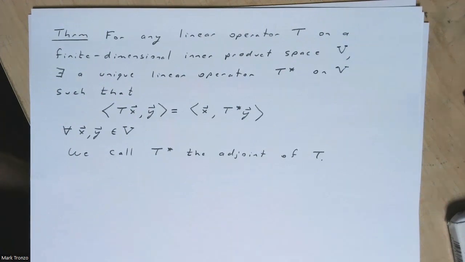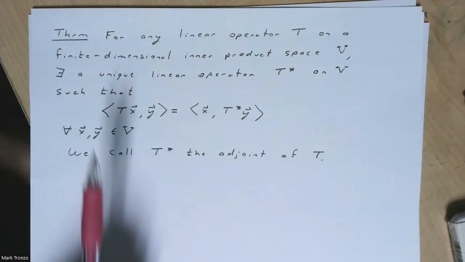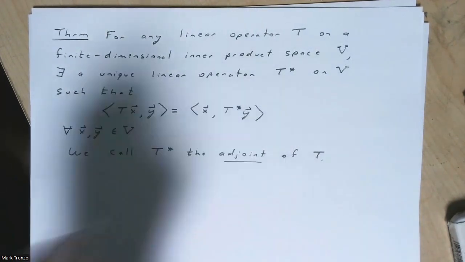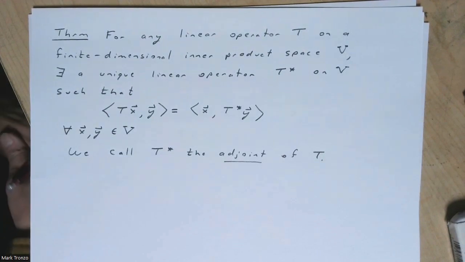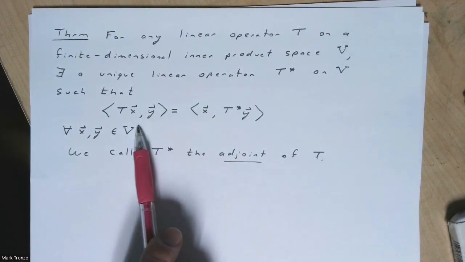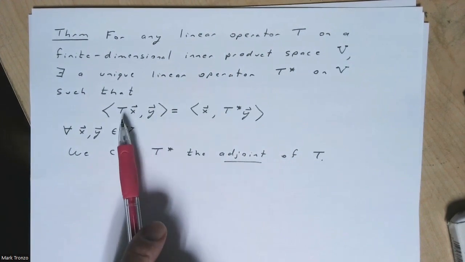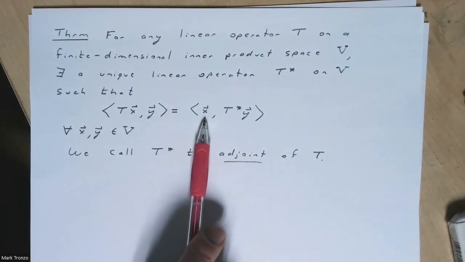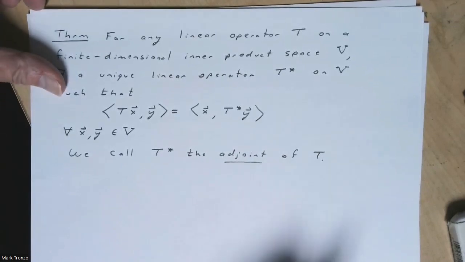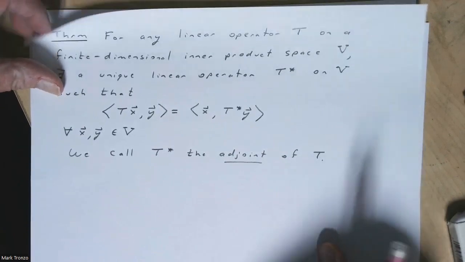So for any linear operator on a finite dimensional inner product space, there exists this unique operator. It's called the adjoint. This is a very important operator that we're going to use much more in linear algebra, called the adjoint of T. So when you're working with inner products and linear operators, you can always do this operation here: the inner product of T of x and y is equal to the inner product of x and T star y, where T star is the adjoint. And let's actually go through the proof of this.